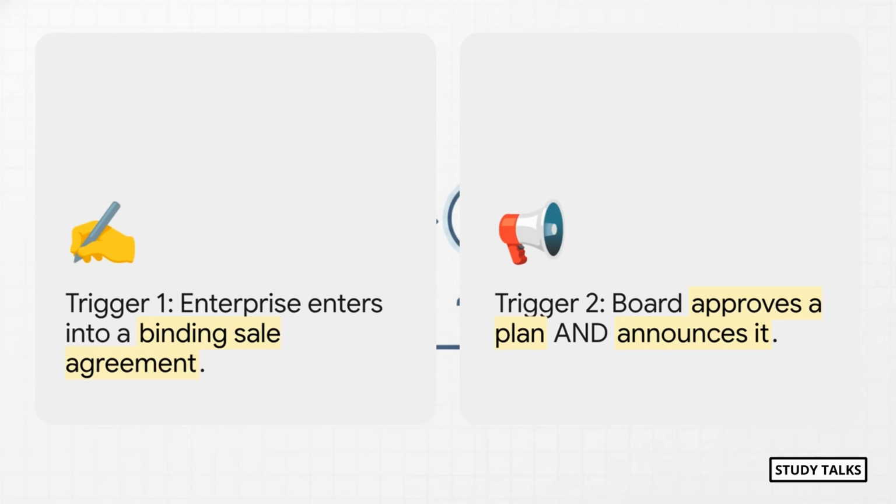So what are these 2 potential triggers? Let's break it down. The first one is super simple. The company signs a binding sale agreement. Done. That's a date. The second trigger is a little more complex. It has 2 parts. The board of directors has to approve a detailed plan, and they have to publicly announce it. The trigger date is when the second of those 2 things happens. So you find the date for trigger 1, you find the date for trigger 2, and what do you do? You pick whichever's earlier. That's your initial disclosure event.